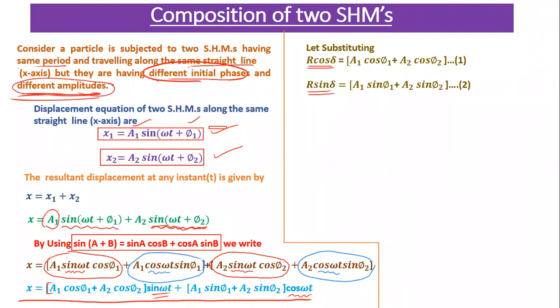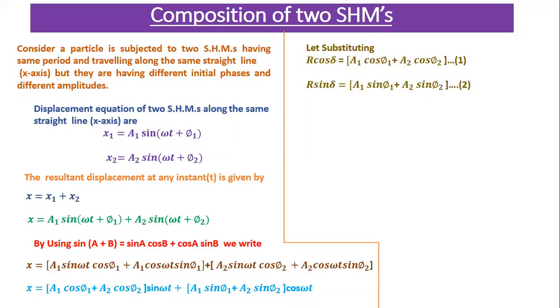Listen, any equation we can write in the form: amplitude, cos, and then phase. So we can write this equation in the form where r is the resultant amplitude, cos, and the resultant phase is delta. In a similar manner, for the second bracket, we have amplitude a1, sin, initial phase phi 1, amplitude a2, initial phase phi 2. So instead of this, we can write resultant amplitude, sin, resultant phase.